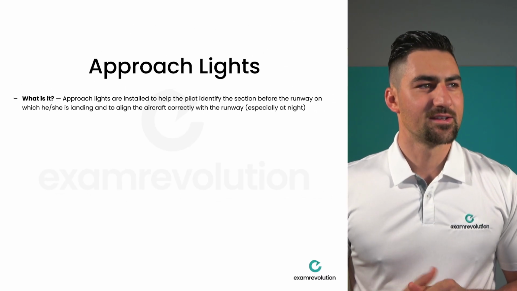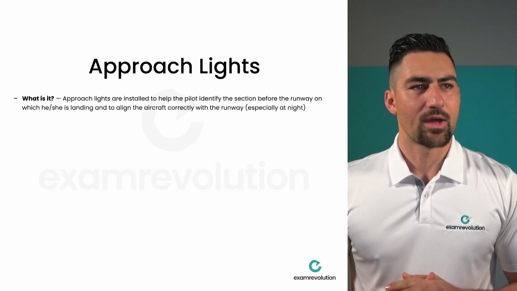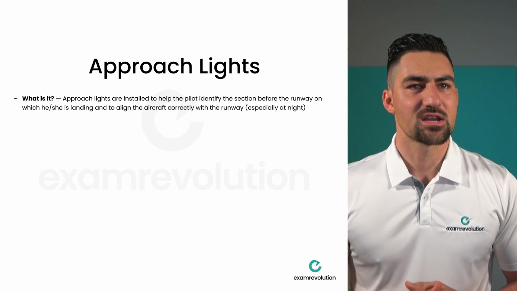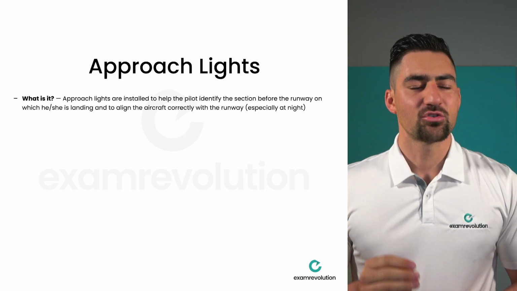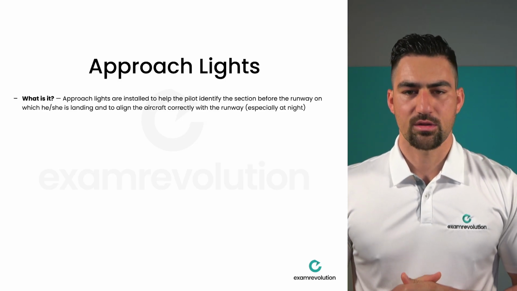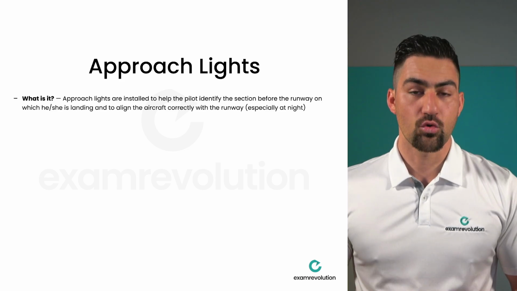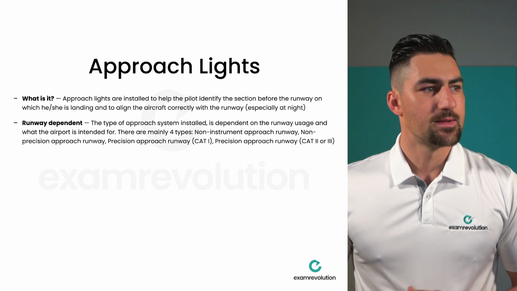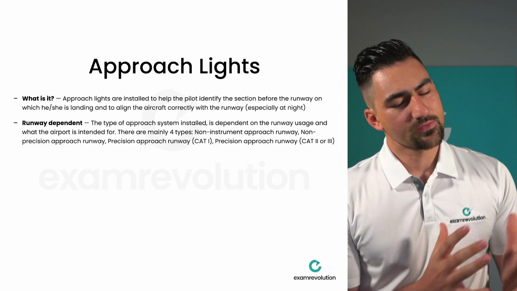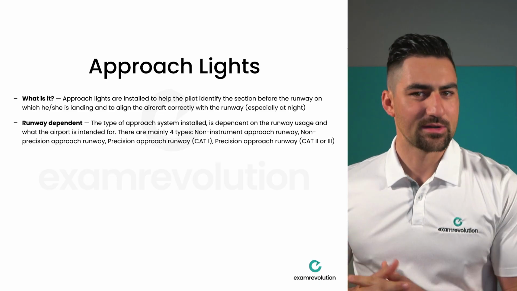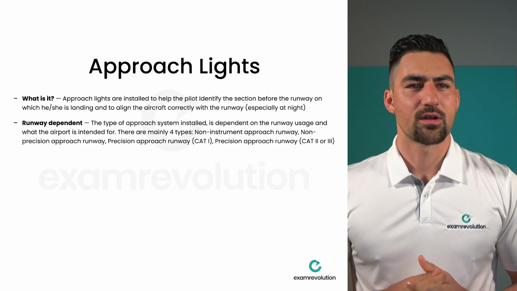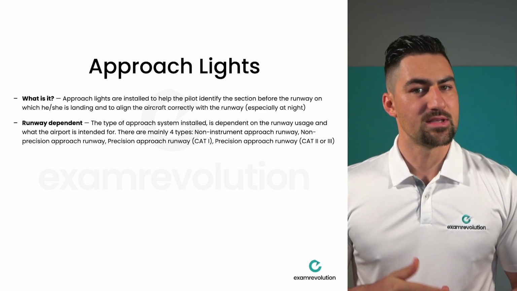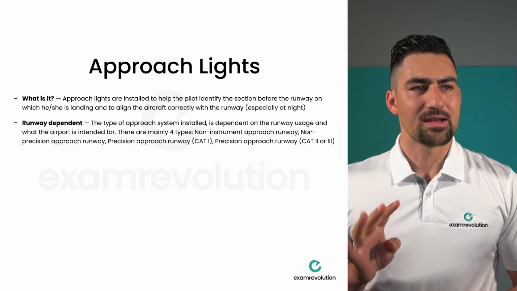So what is it? Approach lights are installed to help the pilot identify the section before the runway on which he or she is landing, and to align the aircraft correctly with the runway, especially at night or in instrument conditions. Now, the type of approach lights that we have is runway dependent. Okay, so the type of approach system installed is dependent on the runway usage and what the airport is intended for. Now, there are mainly 4 types.